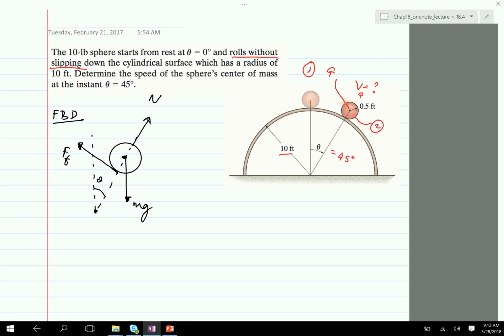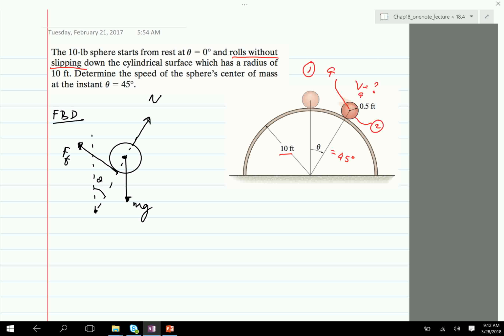Okay, so I need to solve for velocity at theta equals 45. One approach, which you covered in the exam, is that since it's a rolling without slipping problem, you can solve for the angular acceleration and the linear acceleration of the sphere. Once you find the linear acceleration, you can integrate it to find the velocity. That's one way to solve this.